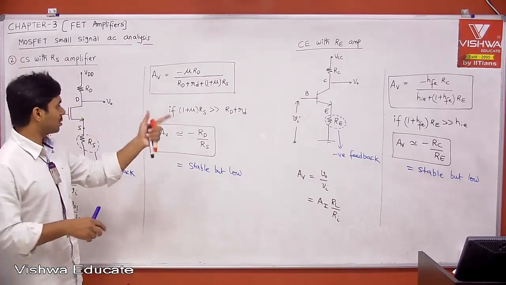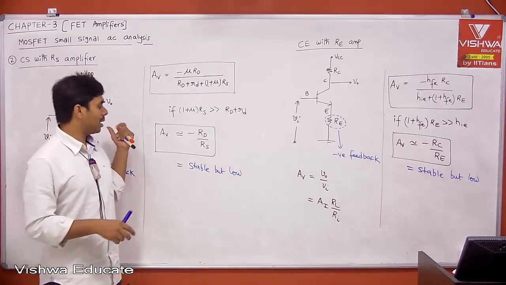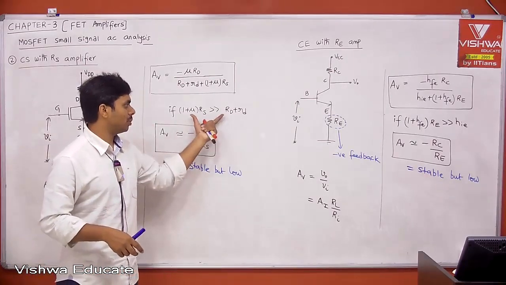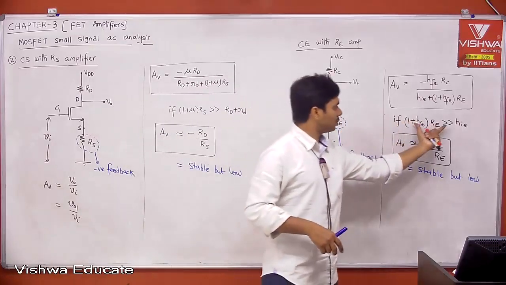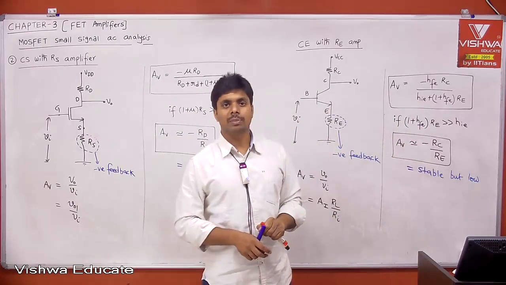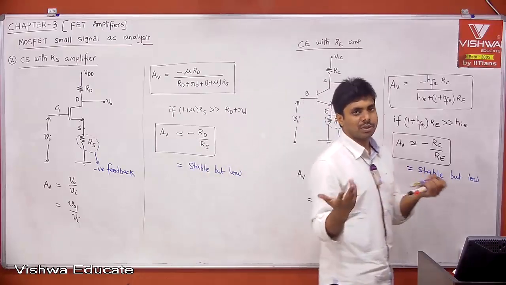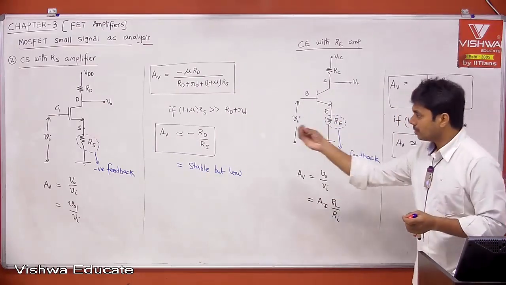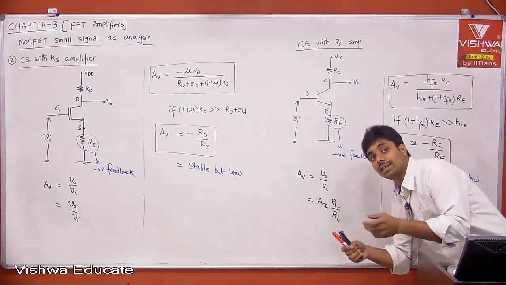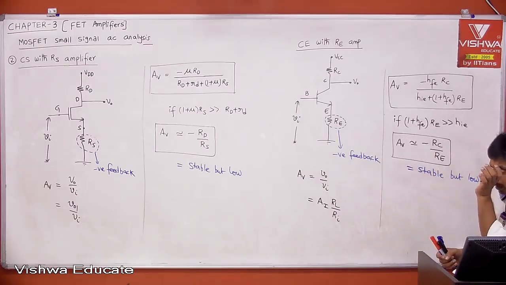Okay? The feedback is dominating. To say that it is dominating, this condition should be true. Only when this condition is true, then only it depends on the beta network. Whatever observation we got in the case of BJT, similar observation we are getting in the MOSFET. We are not seeing anything extra, right? Okay.